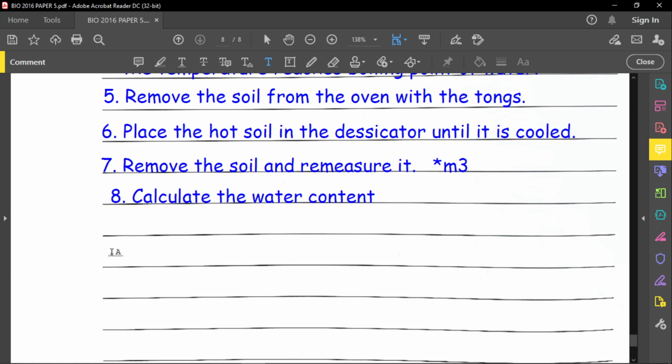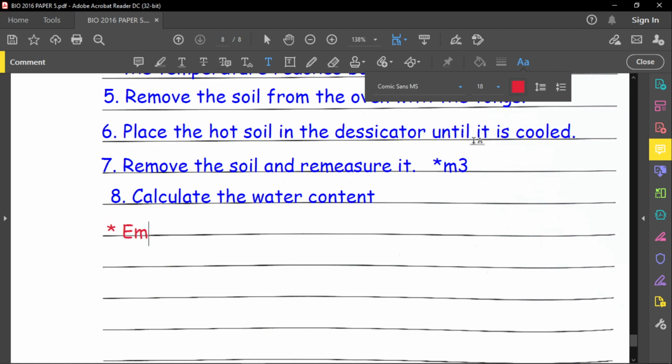So we'll have the empty container, which is just the Petri dish. And remember, we have this as mass 1. So let's call this our mass 1. And then we have the mass 2, which is the moist soil. So the moist soil or wet soil, whichever it is, plus the container. And that is our mass 2.